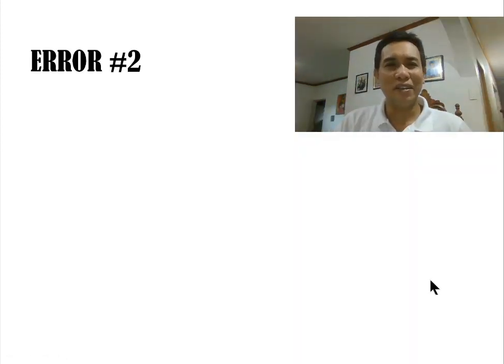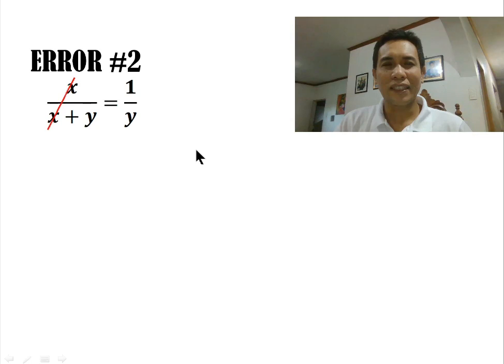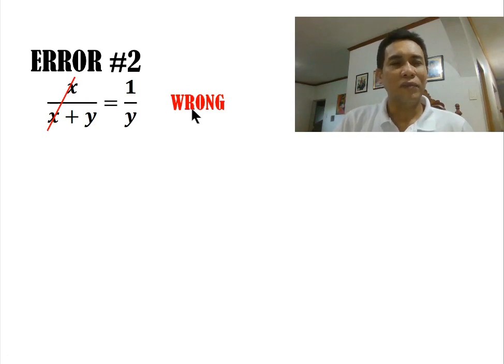Let's go to error number 2. x over x plus y is equal to 1 over y. Is this correct or not? Okay, actually, this is wrong. If we try to examine how the students arrived at this particular answer, he canceled x. Okay? He canceled x, and that's x over x, that's 1, over the denominator, which is y.